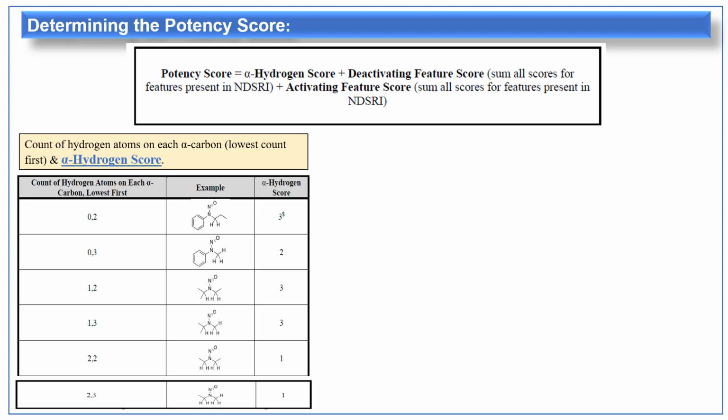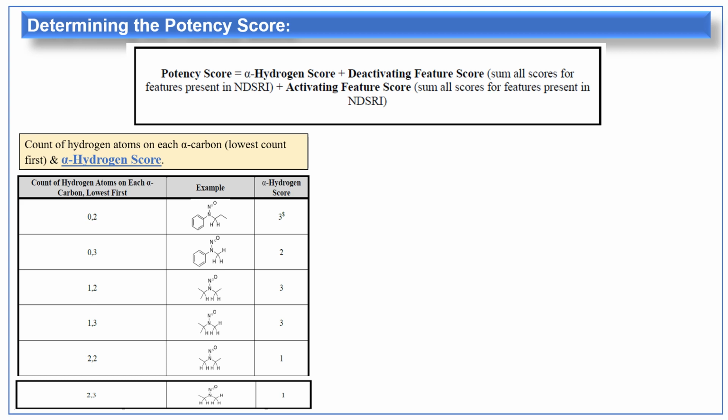For example, in the second case, you can see on the left alpha carbon there are no alpha hydrogens, so the 0 is written first, and on the right side there are 3 alpha hydrogens, so 3 is written. In that case, the alpha hydrogen score comes out to be 2. So whenever you have an example where there are 0, 3 alpha hydrogens on either side, that is 0 to 3 type of alpha hydrogen, then the hydrogen score is 2, right?